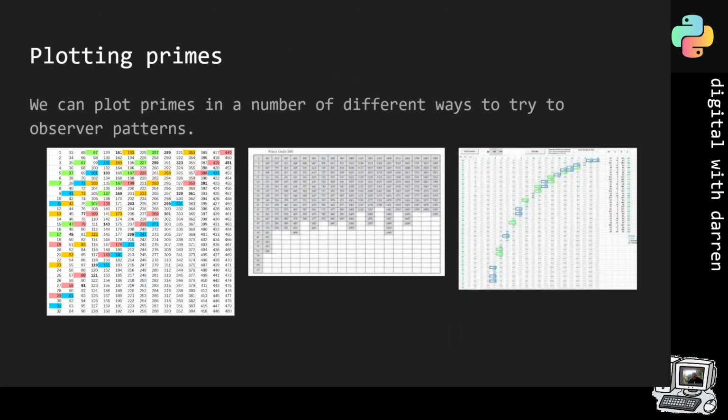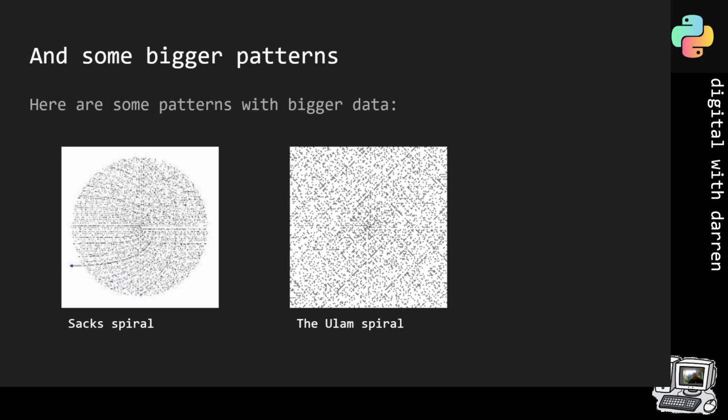Plotting primes. We can plot primes in a number of different ways to try to observe patterns, and this is what people have done over time. And then we can get some bigger patterns with bigger data. So for example, on the left-hand side, we have the Sacks spiral, and on the right-hand side, we have the Ulam spiral.